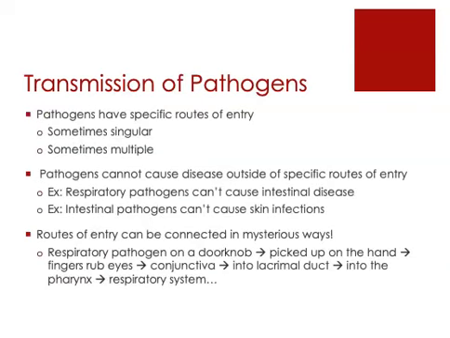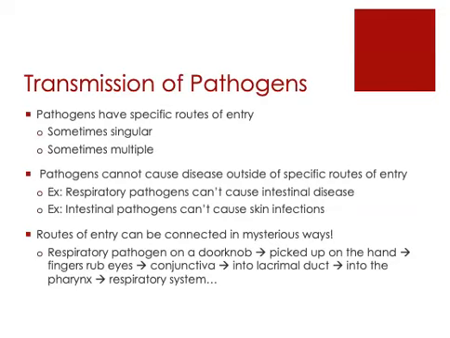Pathogens have routes of entry. They have very specific routes of entry, and that's because pathogens tend to infect very particular types of tissue. Sometimes there's a singular route of entry, and sometimes there are multiple routes. And again, if you look at the current coronavirus, it can gain entrance through the mouth, through the nose, through the eyes. And that's why we all have to be so careful about washing our hands right now and not touching our faces.